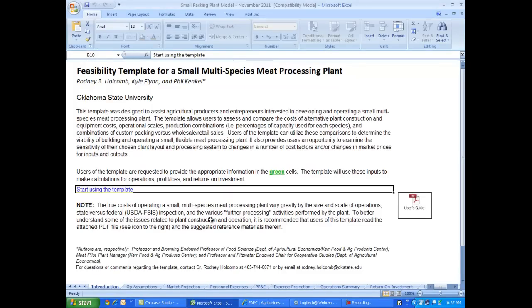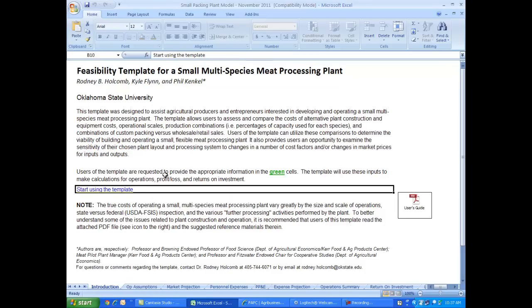When you open this file, the first thing you'll notice is the introduction sheet on this workbook. It tells you a little bit about how the template is designed to be used. It explains that most of the cells in the template, because they contain formulas, are password protected to prevent them from being changed or misused in some way to misrepresent the viability of a business operation.